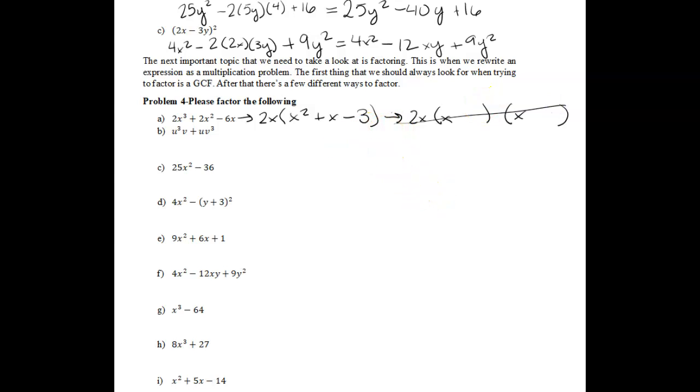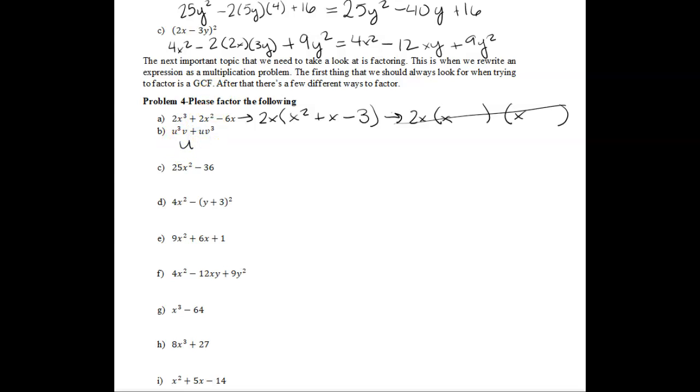The next one that I have is u cubed v plus uv cubed. So I said a lot of u's and v's in there. So I'm going to go ahead and factor out the maximum amount that they all have, not together, but individually. So I'm looking to see, okay, my first term has 3 u's, my second term has 1 u, so the maximum number of u's that I can factor out is 1.